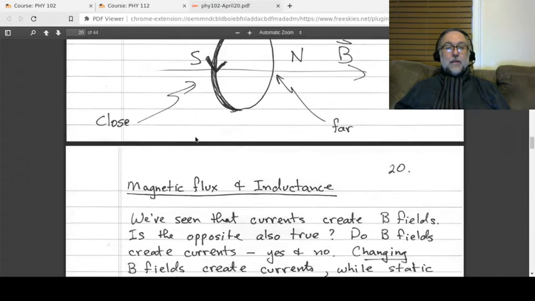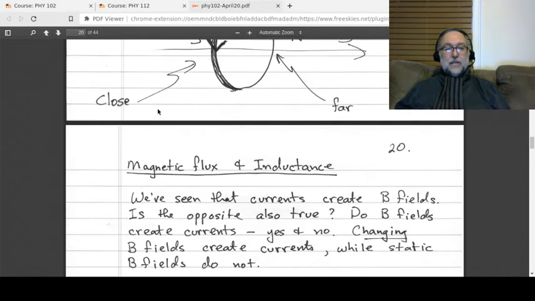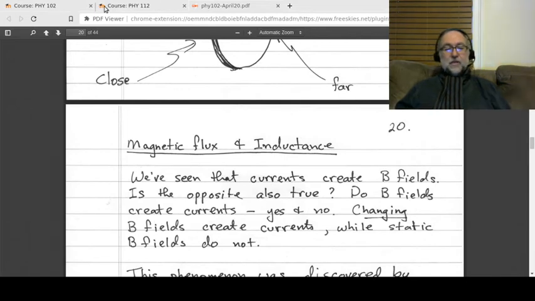All right. Next topic in magnetic fields is inductance and magnetic flux. It turns out that people wondered, if currents can create magnetic fields, can we use magnetic fields to create currents? The answer is yes, but it's not quite as simple as having a magnetic field and a current is created. It's not magnetic fields that directly create currents. It's changing magnetic fields which will create a current.